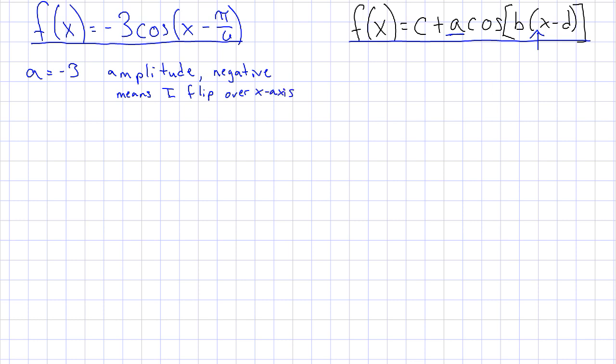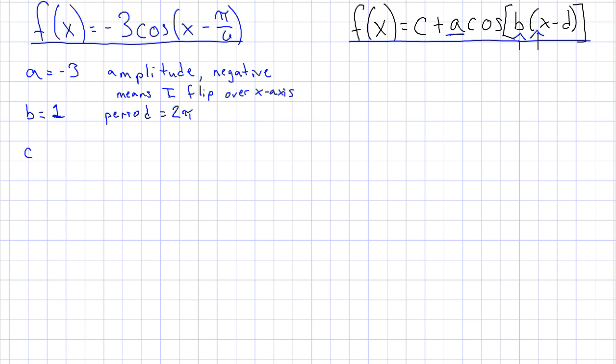All right. Then I will look at b. Well, b is equal to 1. Usually the value b will alter the period of my function. But because b equals 1, when there's no coefficient, of course, we assume it to be 1, the period does not get altered. So the period will be the original period of cosine, which is 2 pi.